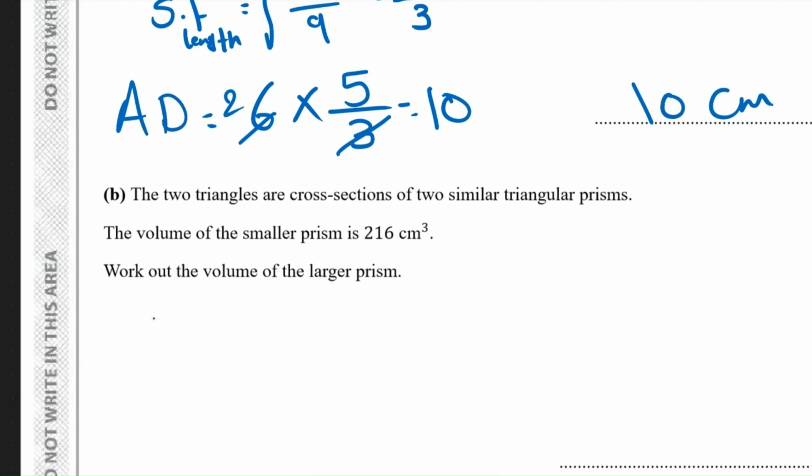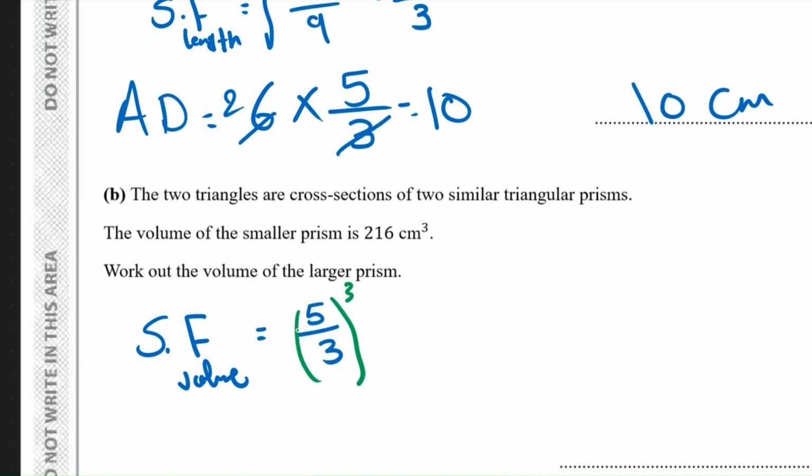So the scale factor of volume equals what should we do? We have the scale factor of length, yes, exactly, cube the scale factor. So we have 5 over 3, and what we need now is to cube this scale factor in order to calculate the volume. So 5 cubed: 5 times 5 is 25, 25 times 5 is 125. And for 3: 3 times 3 is 9, 9 times 3 is 27. So this is the scale factor needed to calculate the required volume.